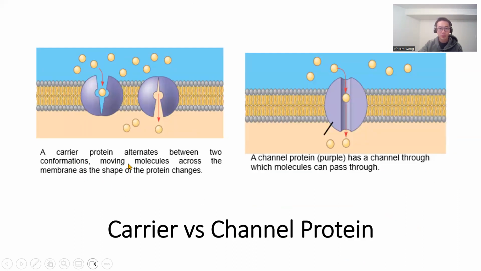Okay, so this is just another picture that shows you that the carrier protein alternates between two shapes, two conformations. We learned about this word before. Moving molecules across the membrane as the shape of the protein changes. Okay, so it just grabs it, opens down, grabs another one, opens up. Whereas the tunnel protein, there is no change in shape at all. It's just a hole. Okay, so things go through and then come out on the other end, down their concentration gradient.